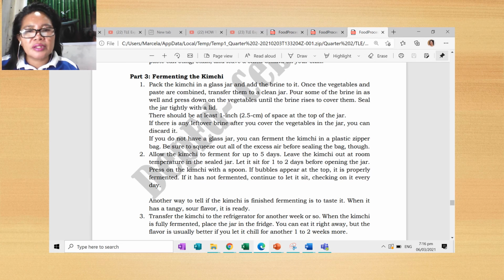Another way to tell the kimchi has finished fermenting is to taste it. When it has a tangy, sour flavor, it is ready. Then transfer the kimchi to the refrigerator for another week or so. When the kimchi is fully fermented, place it in a jar and keep it fresh. You can eat it right away, but the flavor is usually better if you let it chill for another 1 to 2 weeks or more.